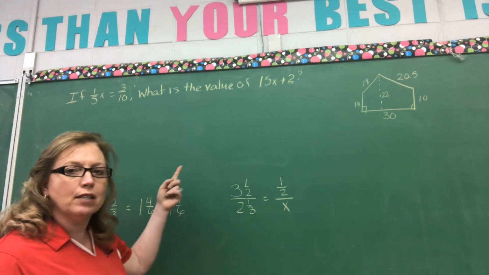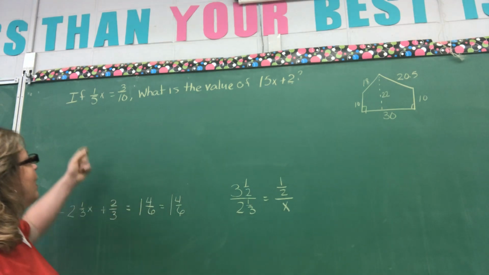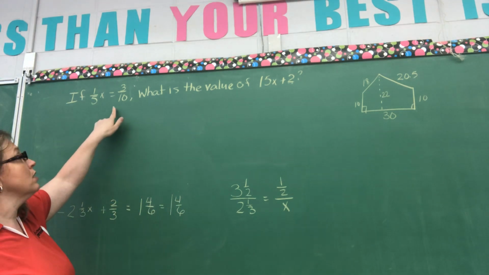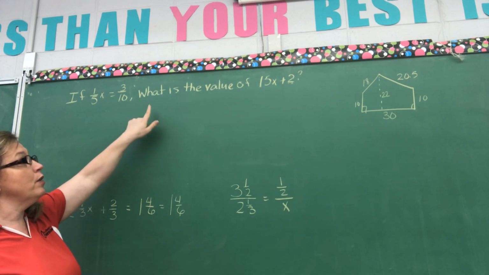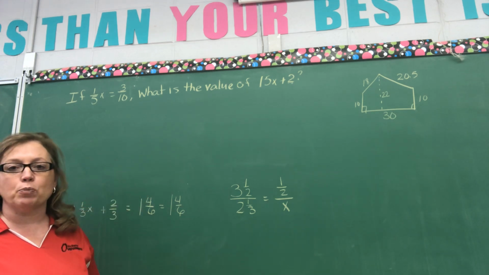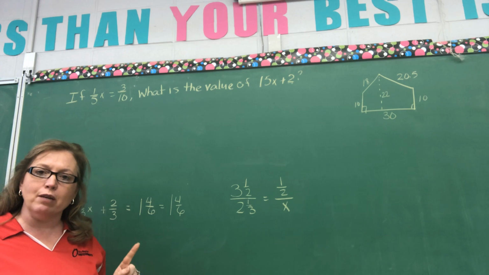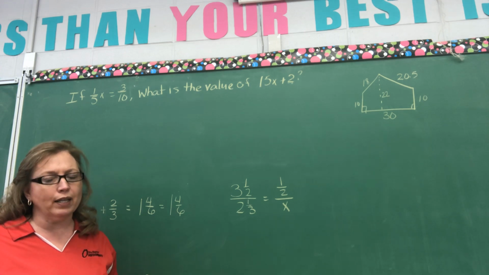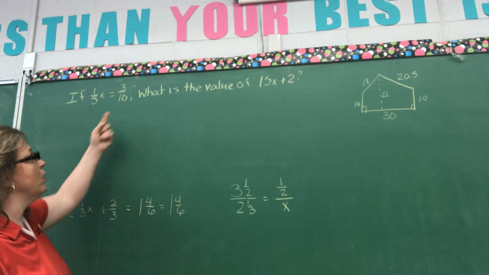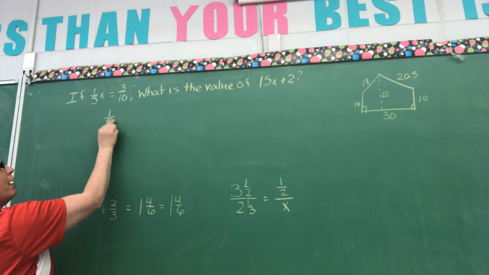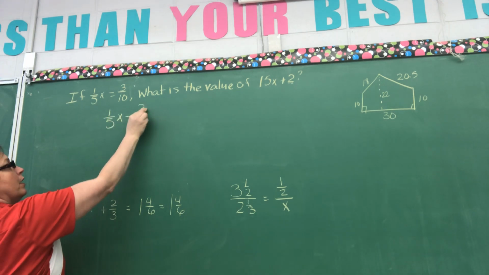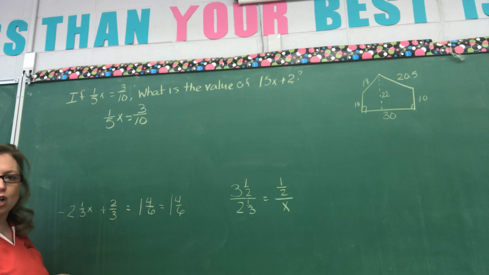Let's look at our practice equation of what we talked about yesterday. If 1/5 x equals 3/10, then what is the value of 15x plus 2? One equation can be solved for a constant. One cannot at this point. Take the one that you can. 1/5 x equals 3/10. And let's solve that.